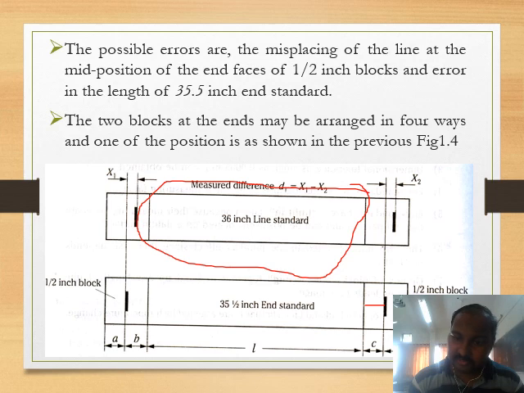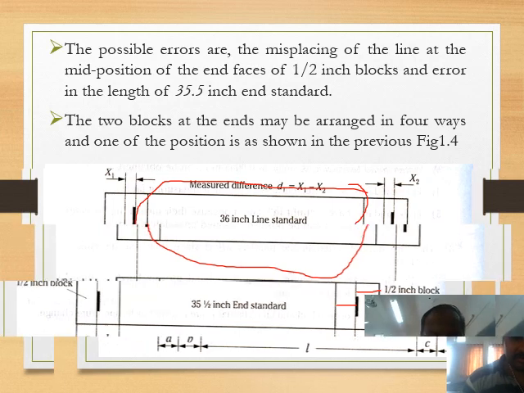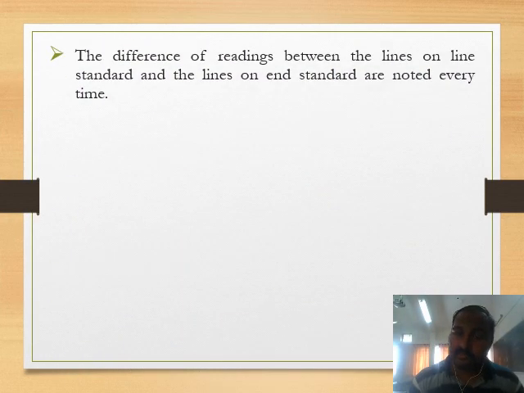Similarly, from the engraved line to the other end, let me call it D. So for the four different combinations, the differences: A, B and 35.5-inch block, and C, D; or we can say A, B, C, D and 35.5-inch block; or we can reverse it, B, A, C, D; B, A, 35.5-inch block plus C, D; or we can reverse on the other side as B, A, 35.5-inch block and D, C. So similarly, four different combinations we can try.